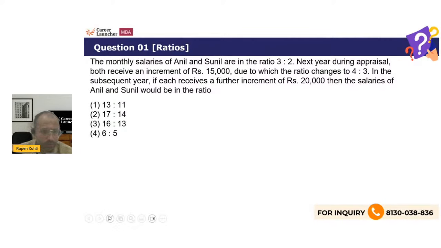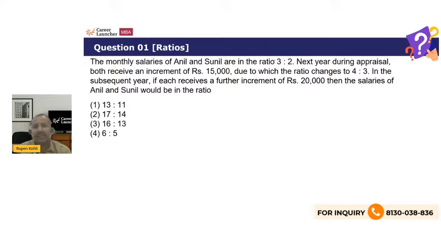Starting with something on ratios. The monthly salaries of Anil and Sunil are in the ratio 3:2. Next year, during their appraisal, both receive the same increment of rupees 15,000, due to which the ratio changes to 4:3. From this information, I think we can find the actual values of the salaries by creating some equations. Then, in the subsequent year, if each receives a further increment of 20,000, we are asked for the eventual ratio of the salaries. Once we find those numbers, we can easily get that subsequent ratio as well.